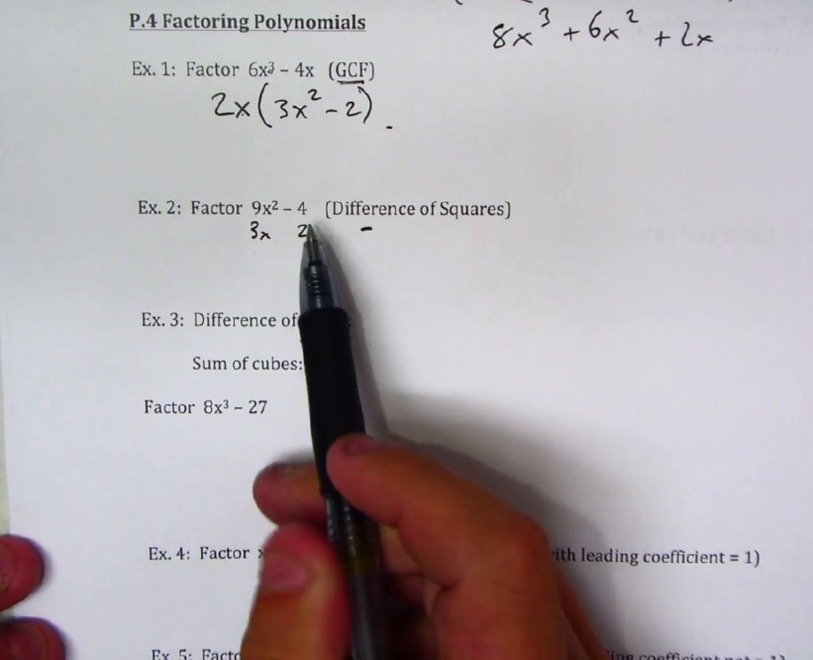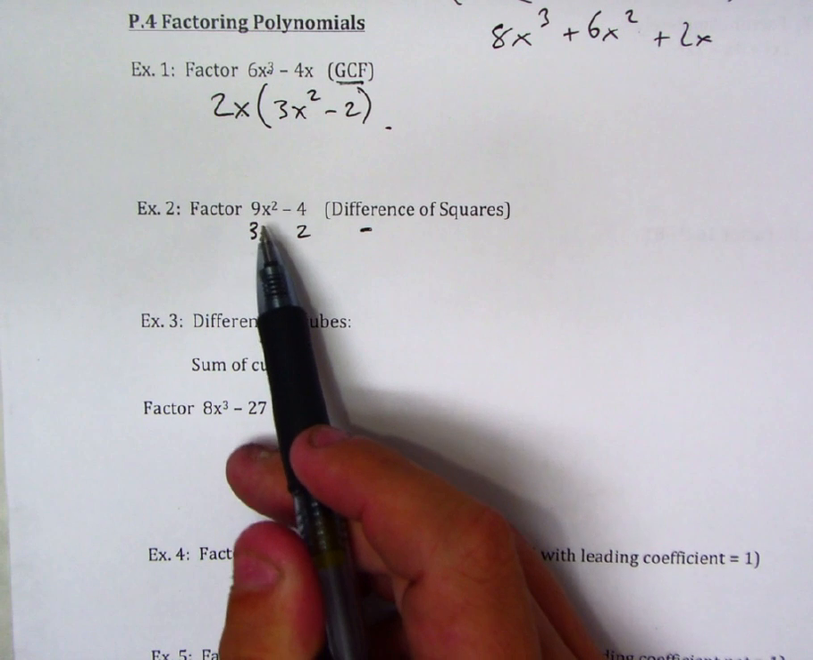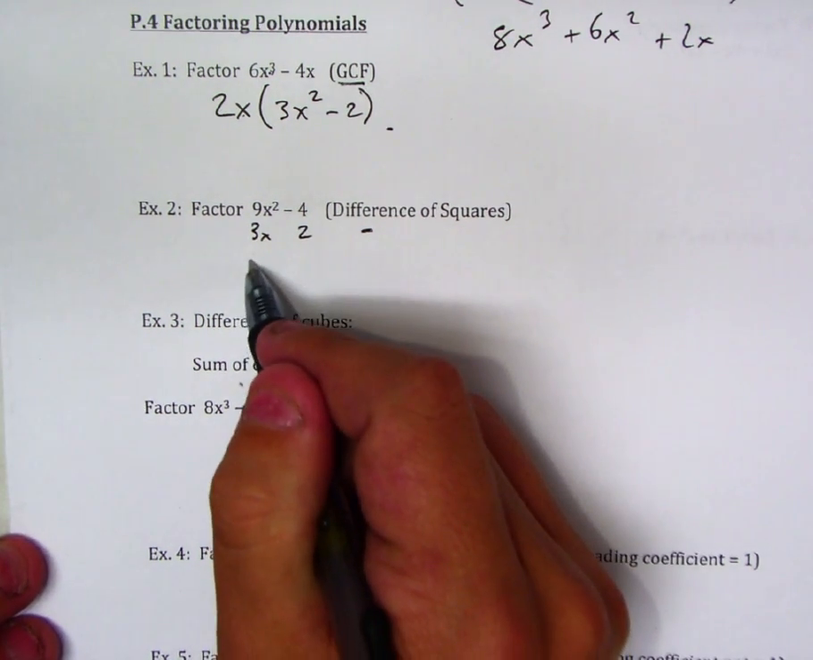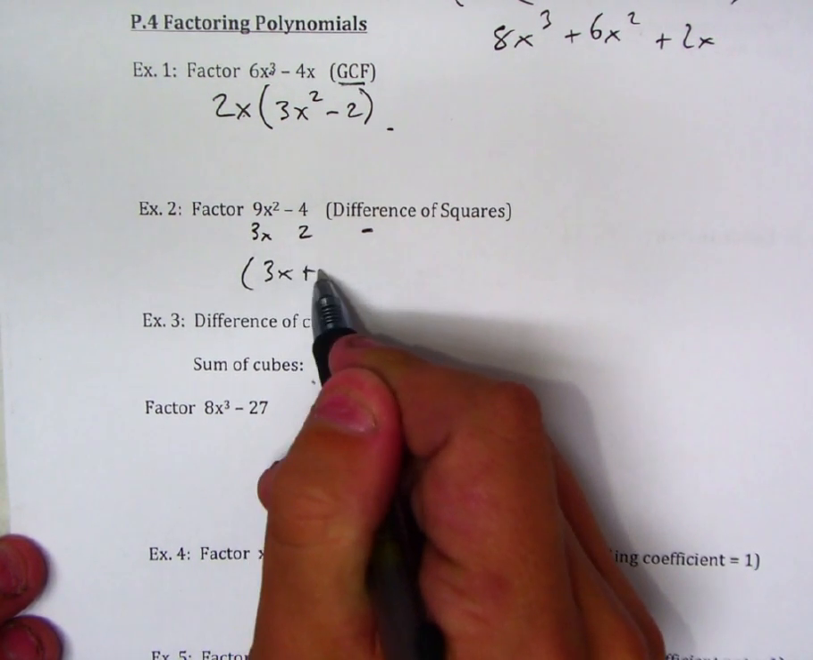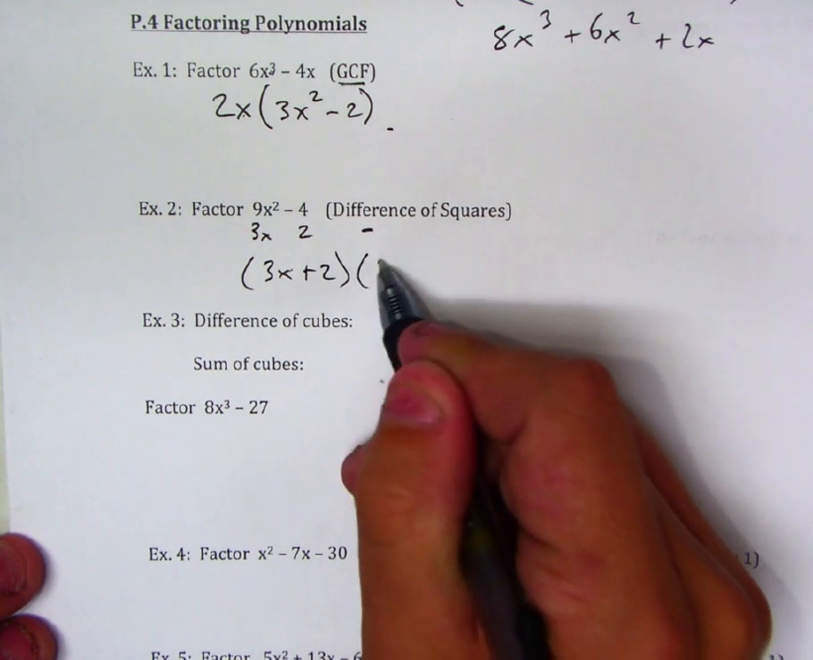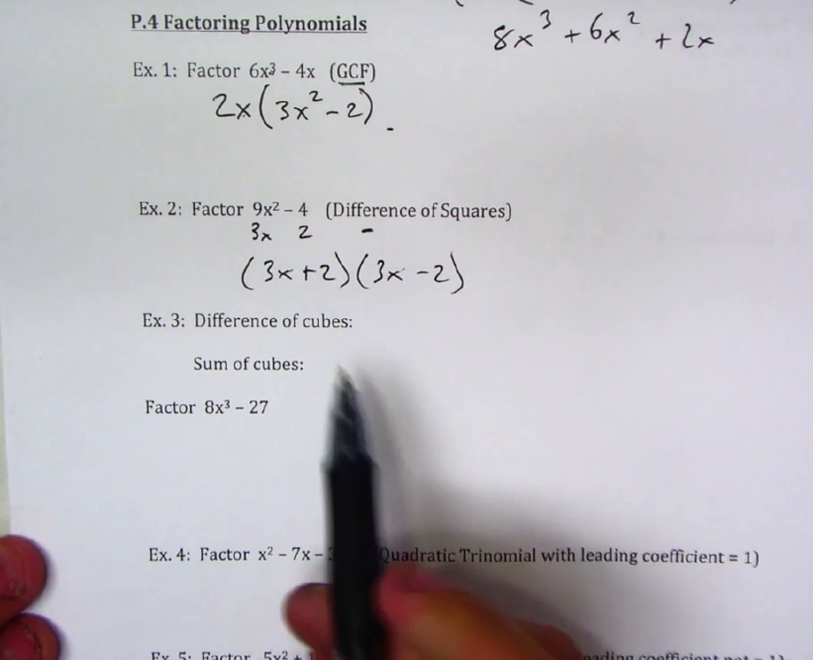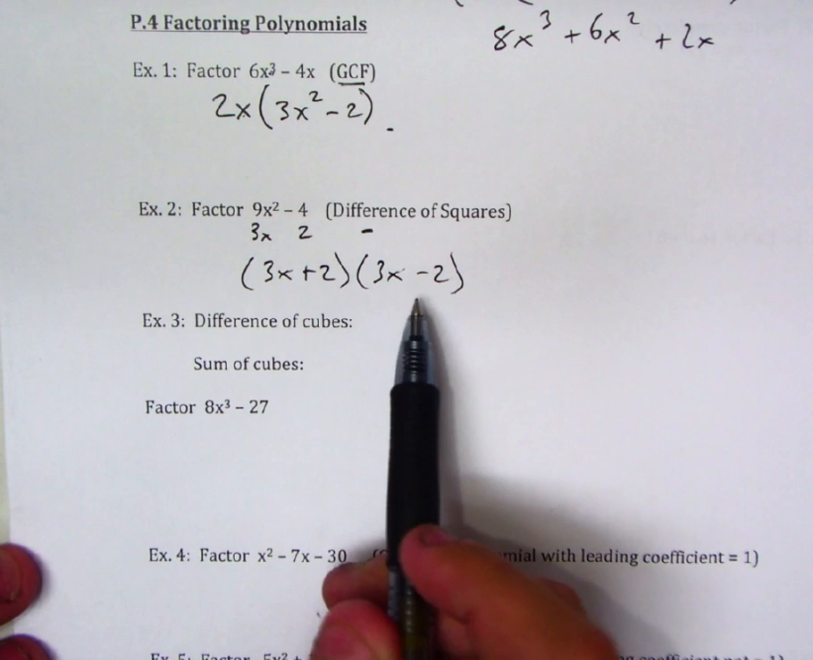You don't have to write those, but I like to. So now I'm going to do two things with these. In one set of parentheses, you're going to have 3x plus 2, and in the other set, you're going to have 3x minus 2. Once you take the square roots, put the plus and put the minus.